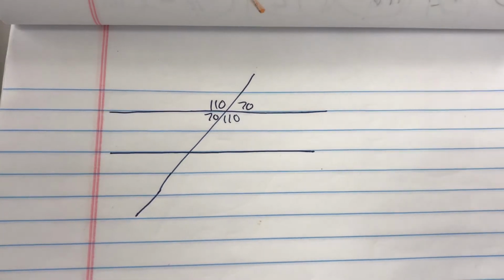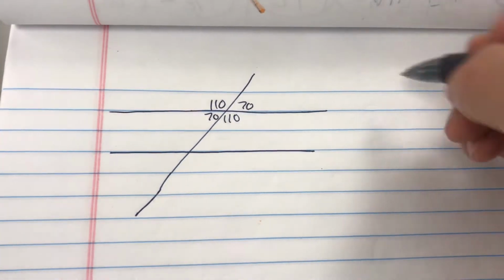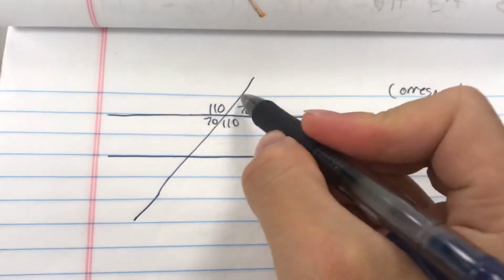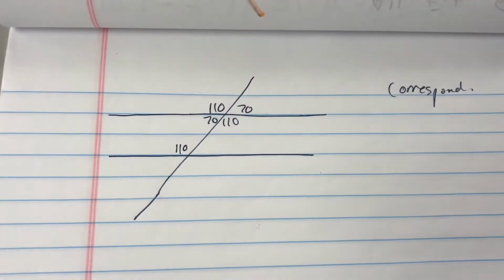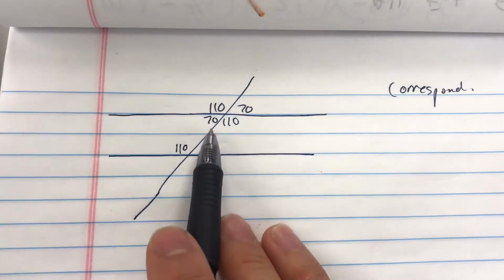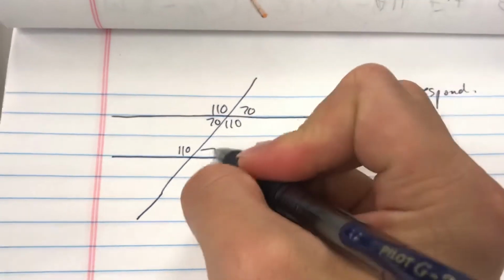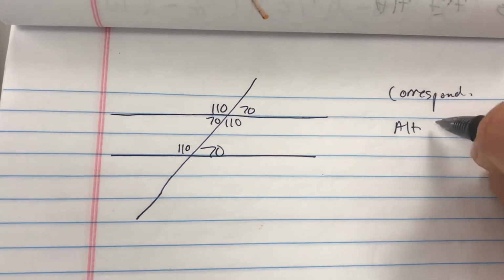Why? It's because you could use your knowledge of everything else, right? Like for example, if you know about corresponding angles, then you know that if this is 110, then this has got to be 110. That's it, right? If you know that this is 70, then this has to be 70 because it creates that Z. And those are alternate interior angles, right?